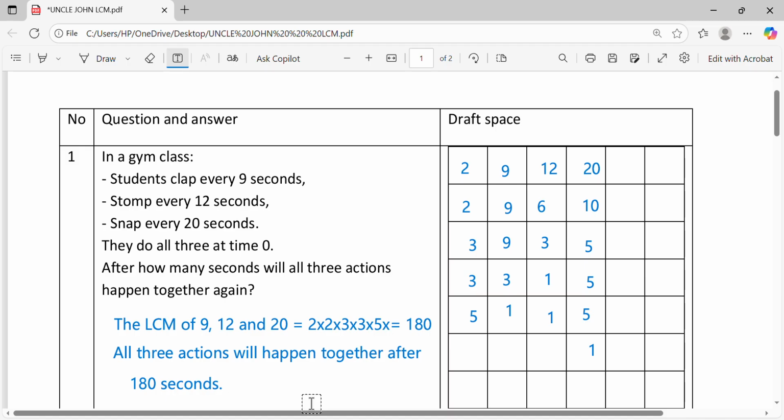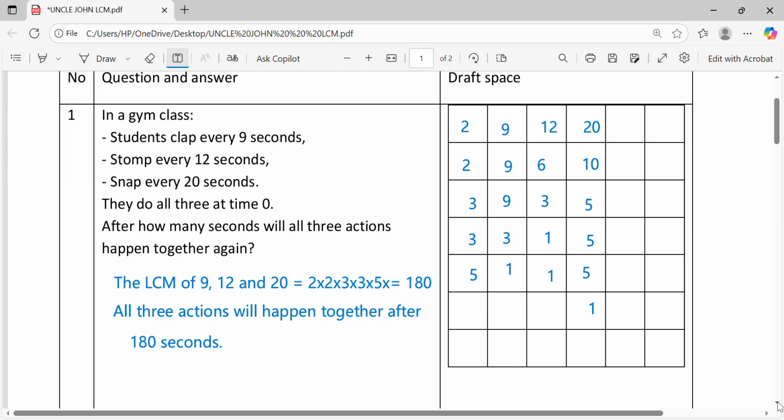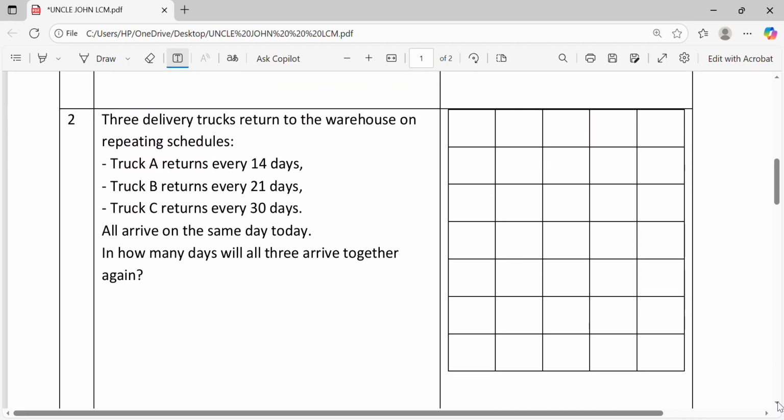This is the table method. It doesn't take you much time, like finding multiples and common multiples, and at last you come to find the least common multiple. When you use this table method, it is much easier and it shortens the time actually. This was question 1. We can move to question 2.